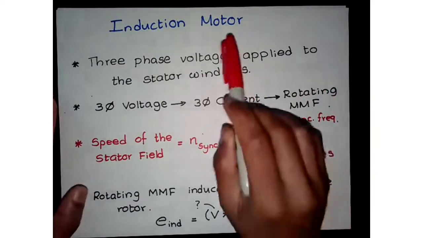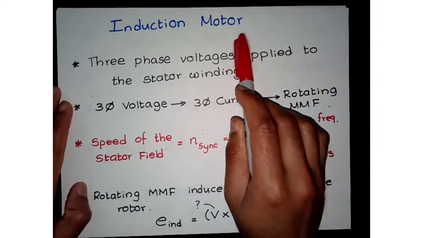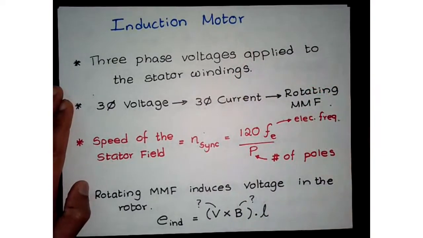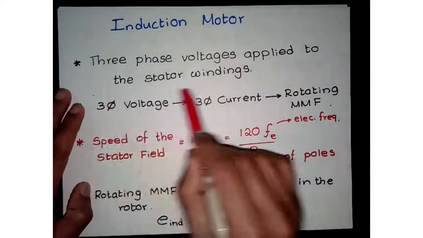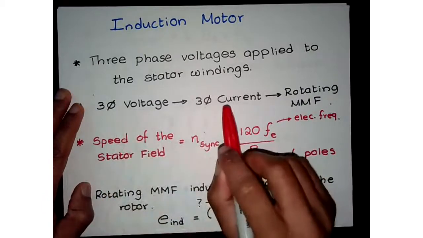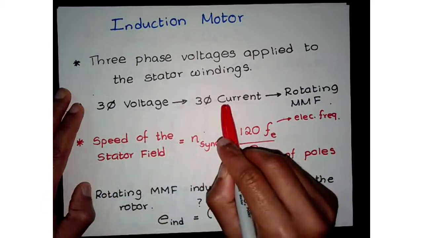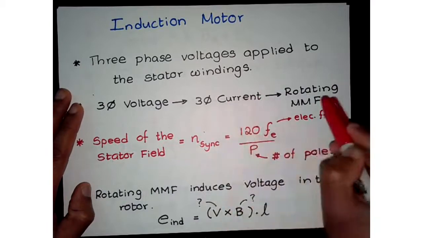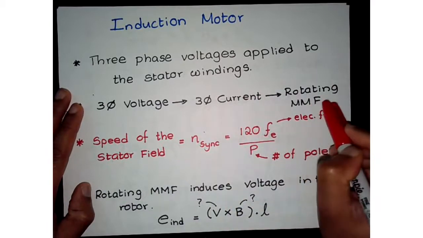Okay. So in the operation, we said the relative motion of the rotor with respect to the stator field is key, right? So we apply three-phase voltages to the stator windings, and that will result in a three-phase set of currents in the stator. Okay, and that three-phase current will result in a rotating MMF. We talked about this in a previous video.